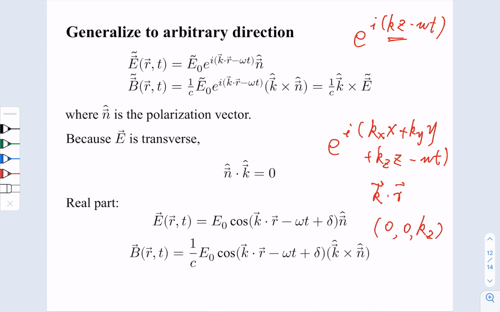Now, after you write down the propagation vector k, you have to be aware that here we have a polarization vector, and this polarization vector cannot have an arbitrary direction. It has to be perpendicular to the direction of the propagation, which is k. So the dot product of the n and the k must be exactly 0.